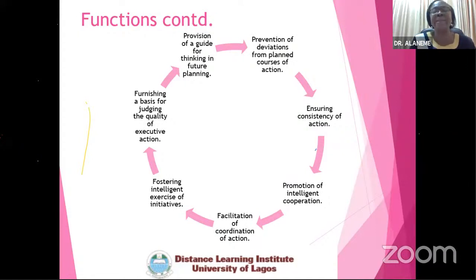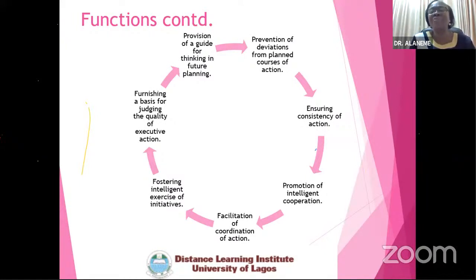We need to put on our thinking caps and think of what to do so that by that said year, or by that year that we have agreed that we're going to be at this level, we must be at that level. That is planning for the future. Now, it will also enable us to prevent deviations from planned courses of action.